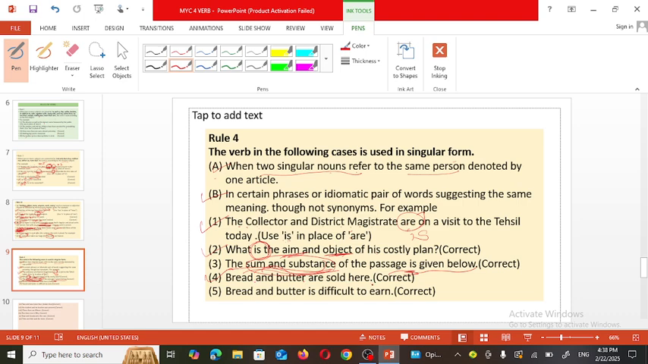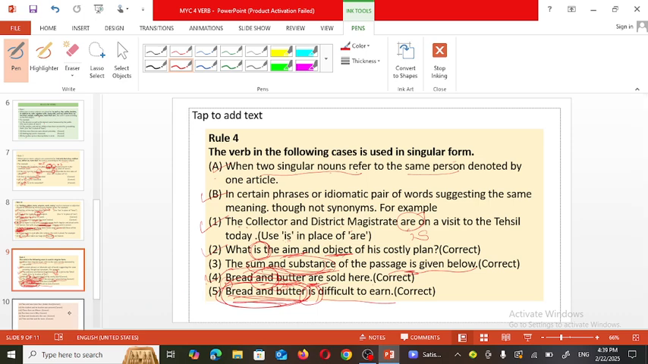Now see the fourth one. Bread and butter are sold here. Here we are talking about two different things, bread and butter, these two things we are selling here. So two objects, this is the first one and this is the second one, and they are joined with the conjunction and, and that's why the helping verb are is used, and that is the correct one. But when we say bread and butter is difficult to earn, bread and butter means earning, the things which we do for our living. So it means our job, employment opportunity, and that's why it must be considered as singular and followed by is.